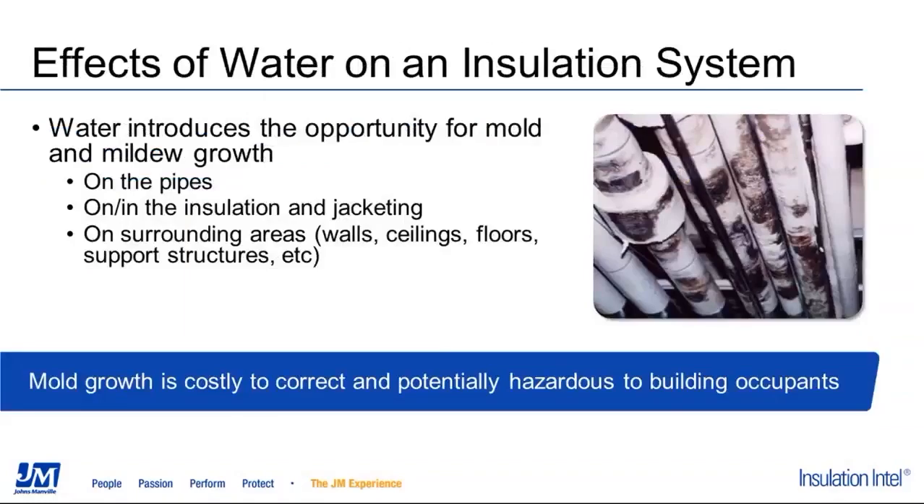Water is one of, if not the greatest threat to proper functioning of an insulation system. Water is one of the key factors necessary for mold to grow, so water intrusion into and even onto the outer surface of the insulation system can lead to mold growth. Additionally, other surfaces of the insulation system, when water is present, can also be at risk. Mold growth is very costly to correct, and if left unaddressed, it can lead to building-related illnesses.